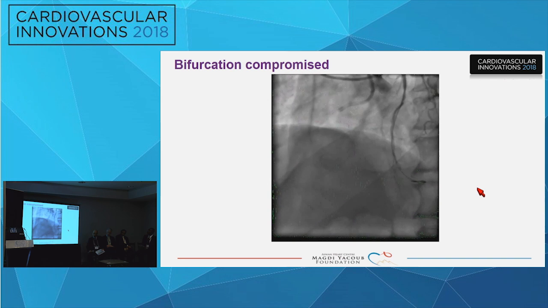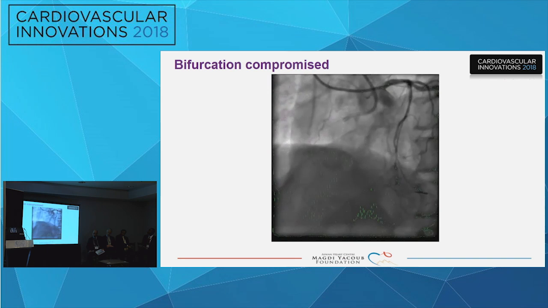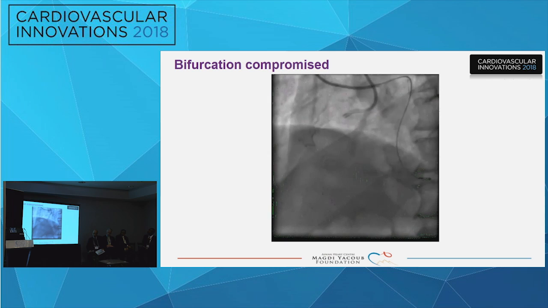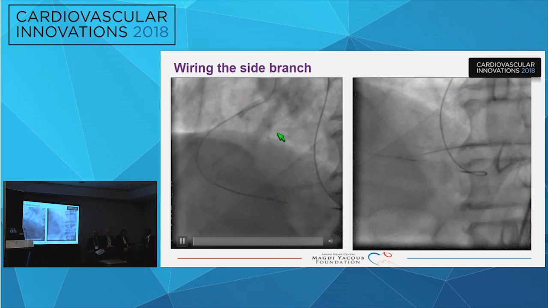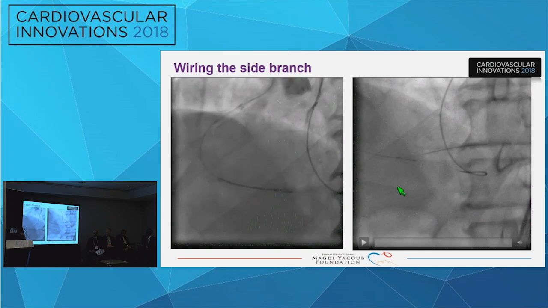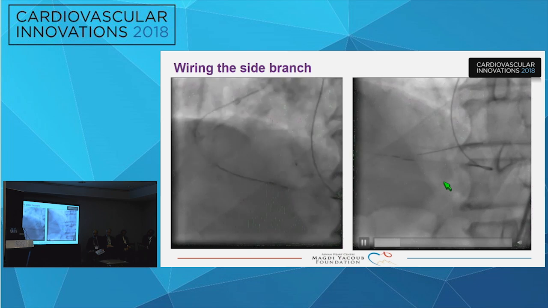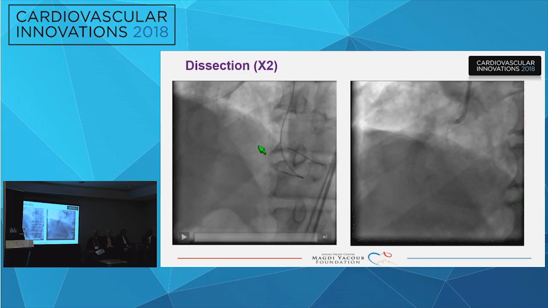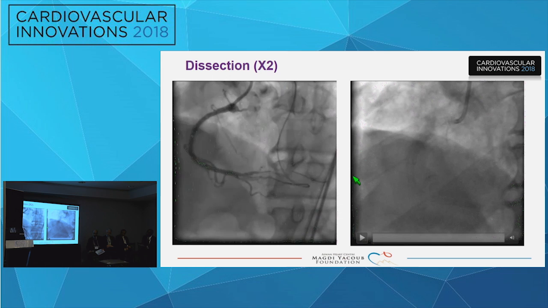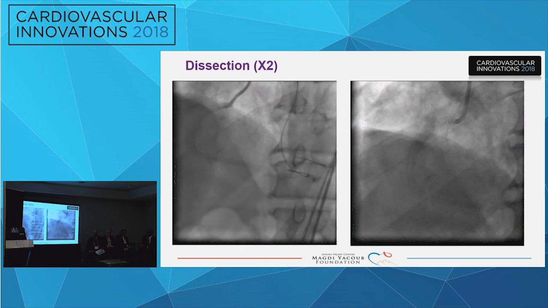And the RG3 was externalized, and at this stage, the PL branch was compromised. So we need to wire the PL. A double lumen Enhancer microcatheter was used, and the PL was wired successfully through the antegrade approach. Three overlapping stents were deployed across the RCA. However, we had a dissection at the PL branch, and the patient had severe chest pain and bradycardia.